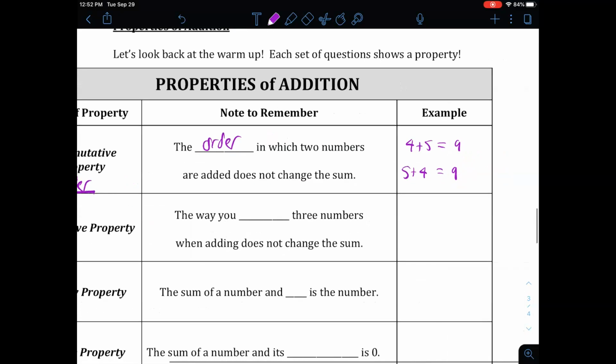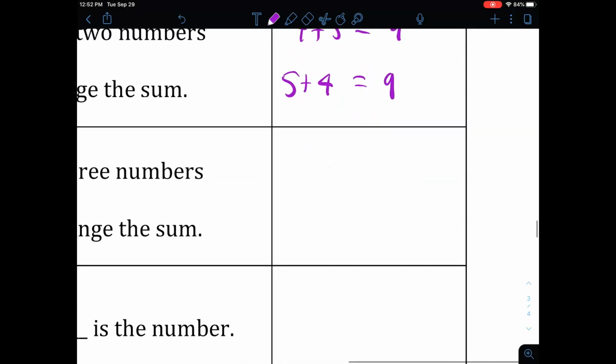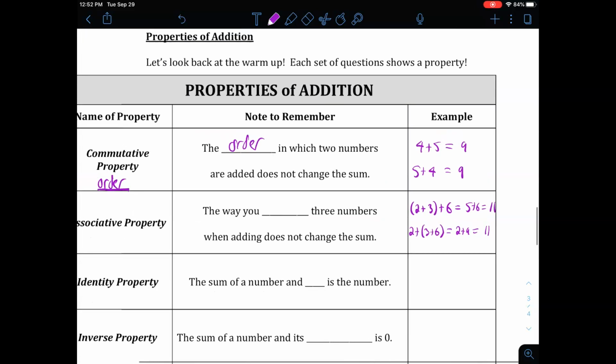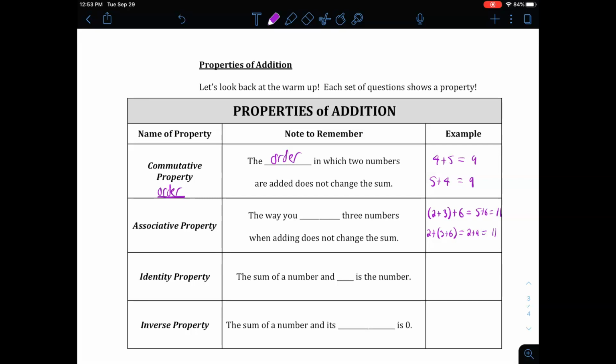All right, the associative property, that was this one. We had, for example, 2 plus 3 in parentheses plus 6 equals 5 plus 6, which equaled 11. And then we had 2 plus, in parentheses, 3 plus 6 equals 2 plus 9, which equals 11. Okay, so what do we change here? We changed the way that we grouped these numbers. The way you group three numbers when adding does not change the sum.